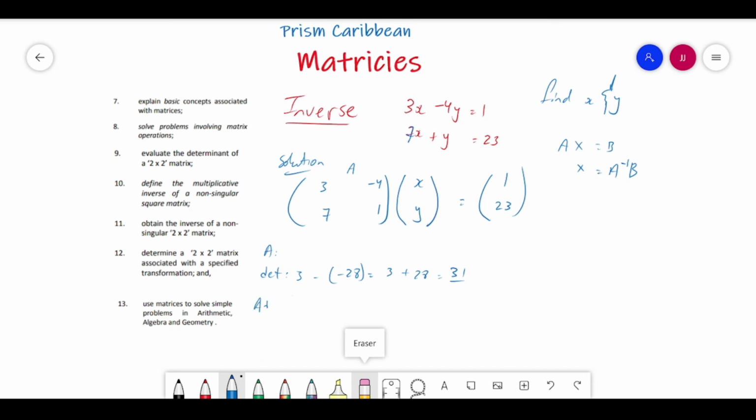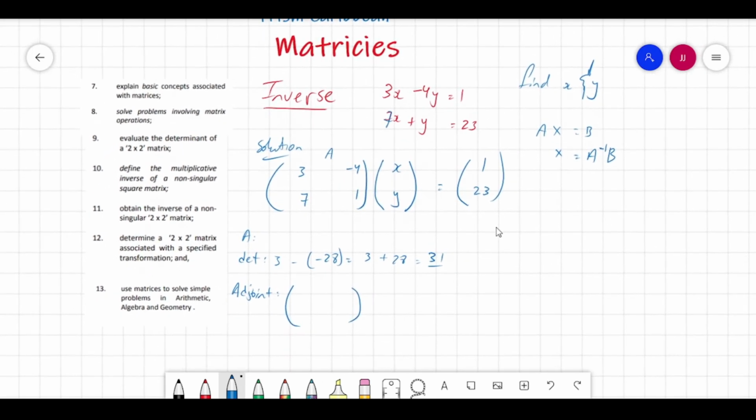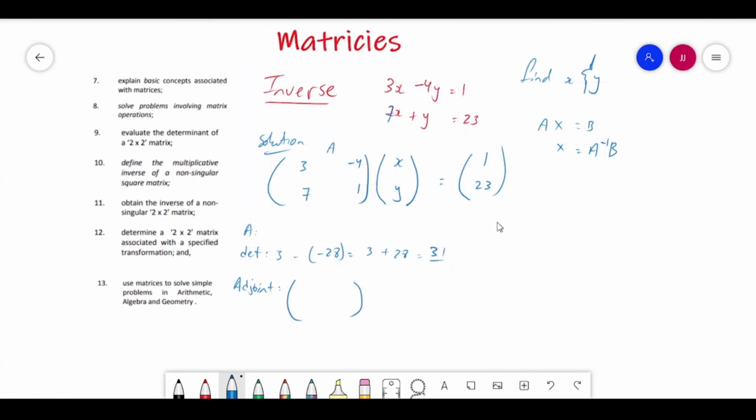Then we find the adjoint. Well, we know what the adjoint is. You switch the leading diagonal numbers, and then we multiply the other diagonal by negative 1. So the 1 and 3 are switching positions. It will be 1, 3, and the other diagonal we multiply by negative 1. So it will be negative 7, which is 7 by negative 1, and negative 4 by negative 1, which is simply 4, right?